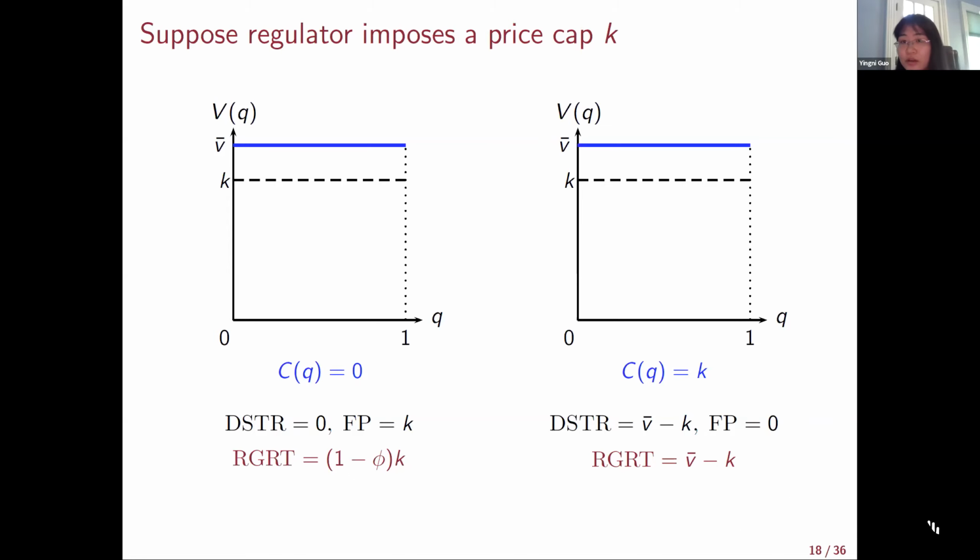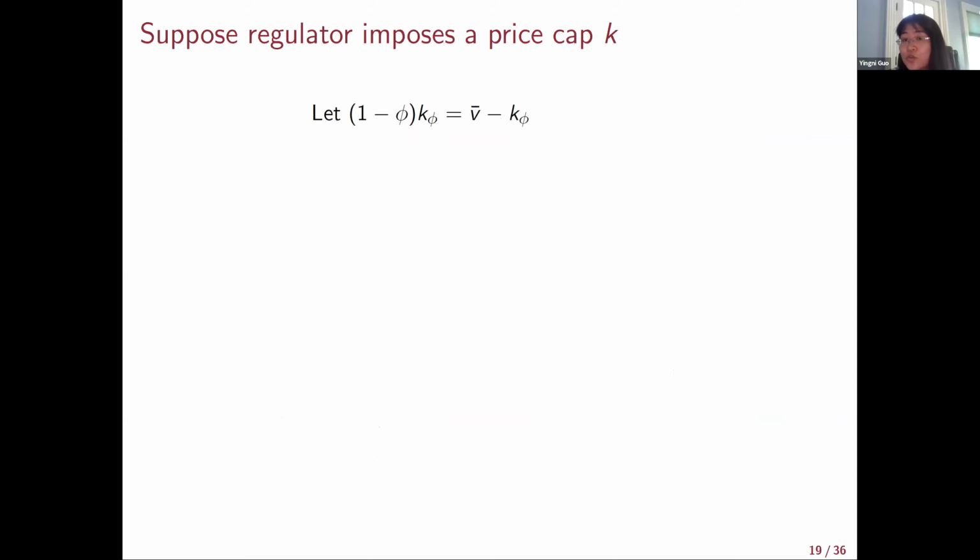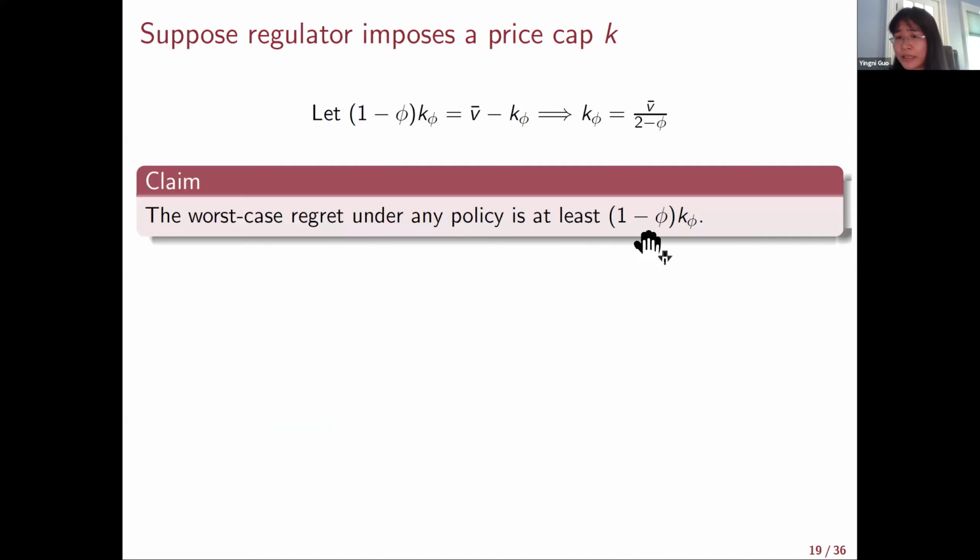So there is a price cap K such that these two terms are equal. We use K_phi to represent this price cap. This price cap is equal to V upper bar over (2 minus phi), and it is increasing in phi. And we are going to show that no matter how you choose your regulation policy, your regret is at least (1 minus phi) times K_phi. This is very intuitive. If your policy ever gives more than K_phi to the firm, then you lose this much from the firm's profit. If it gives less than K_phi to the firm, you lose this much due to the firm's underproduction.